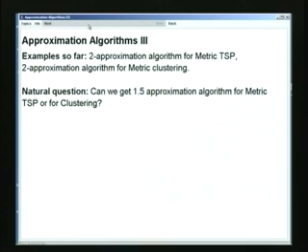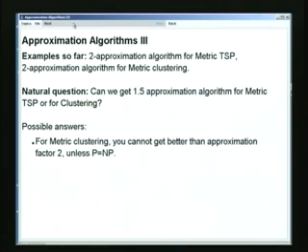Having seen these algorithms, a natural question might be: instead of just getting a two approximation, is it perhaps possible that we can get a 1.5 approximation, say either for metric TSP or for metric clustering? Here are some possible answers, and these happen to be true as a matter of fact. For example, for metric clustering, you cannot get better approximation than a factor 2 unless P is equal to NP.